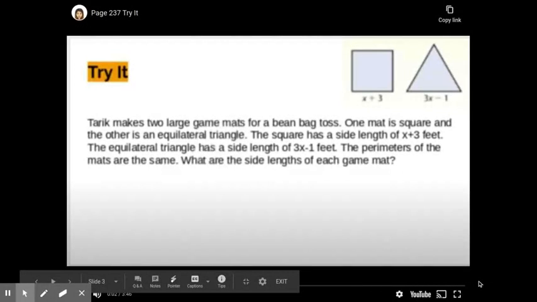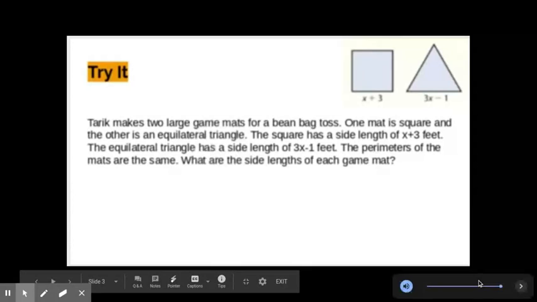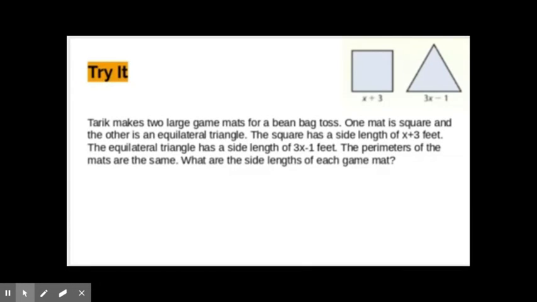So for this problem, we see that they are making 2 large mats for a beanbag toss. One mat is a square, like this, and the other is an equilateral triangle. The square has a side length of x plus 3, and the equilateral triangle has a side length of 3x minus 1. What that means is that the square, every single side has that x plus 3. Since this is an equilateral triangle, all 3 sides of the triangle have the same side length of 3x minus 1.